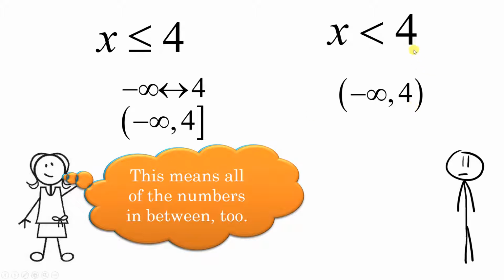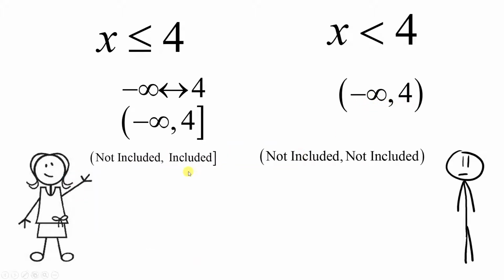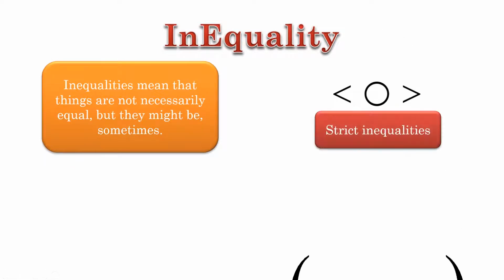Well, this one over here, to show you the difference, this curve right here means that 4 is not included. It means we go all the way up to, but not including, 4. So starting with the smallest number you can think of, all the way up to, but not including, 4. So here we go. Let's take a look at how we write these things again.